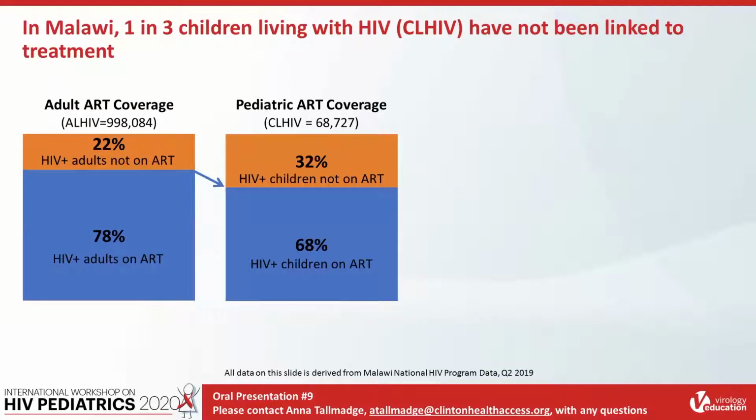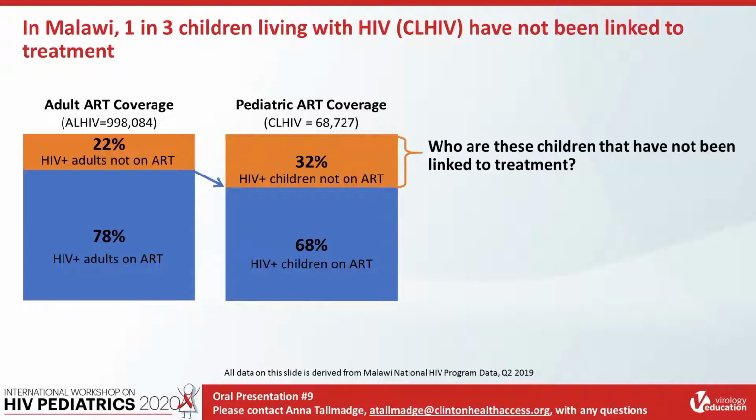So currently in Malawi, about 1 in 3 HIV-positive children has not been linked to treatment. And we see that pediatric treatment coverage has continued to lag behind adult treatment coverage. So together with our ministry colleagues, we started to really reflect on who these missed children are and how we could go about engaging them in care.